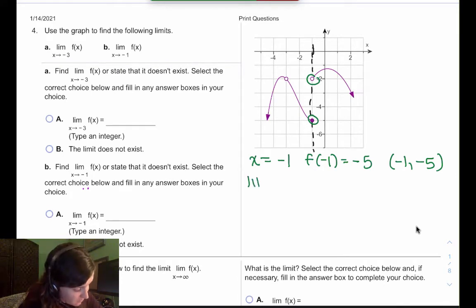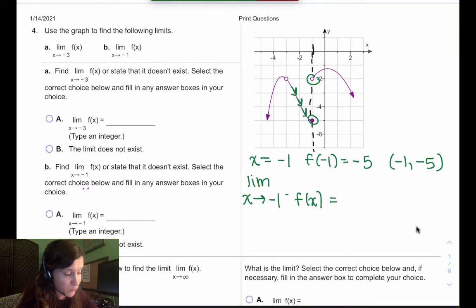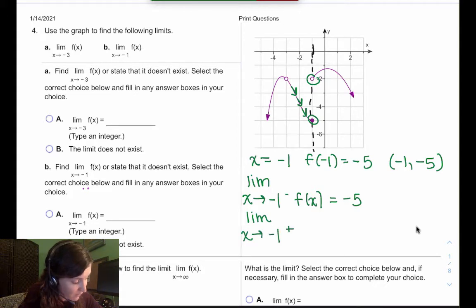So the limit as x goes to -1 from the left means we travel along our graph from the left of that point. In this case, we'd have to go to this part of the graph, and as we travel along, getting closer and closer to x equal to -1, our y's get closer and closer to -5. So that's the answer. Now let's look at the limit as x goes to -1 from the right.